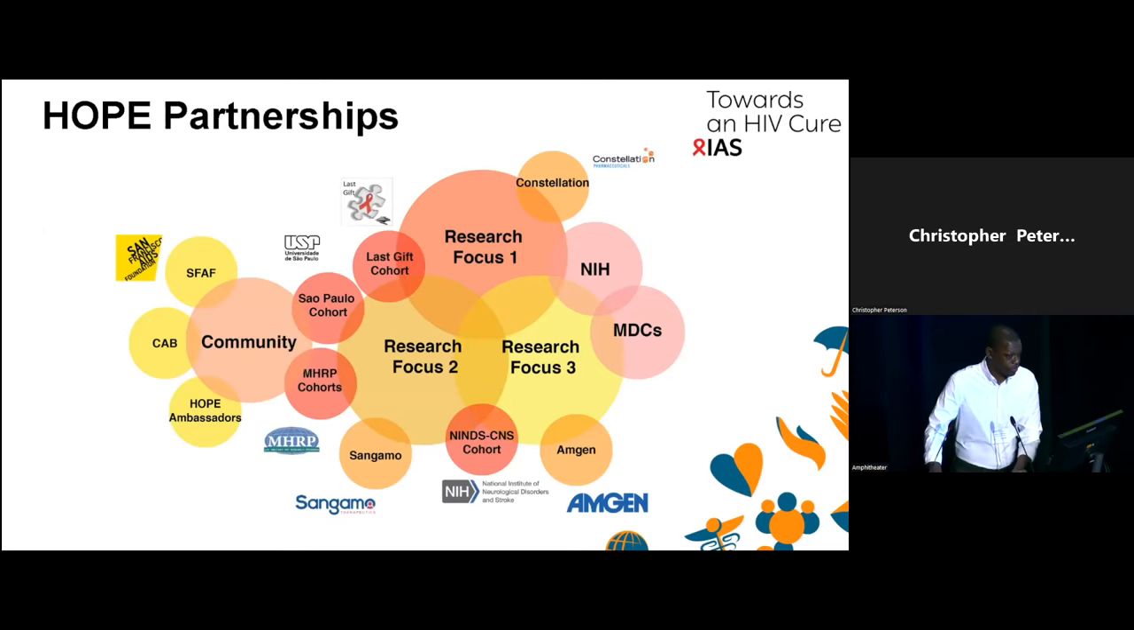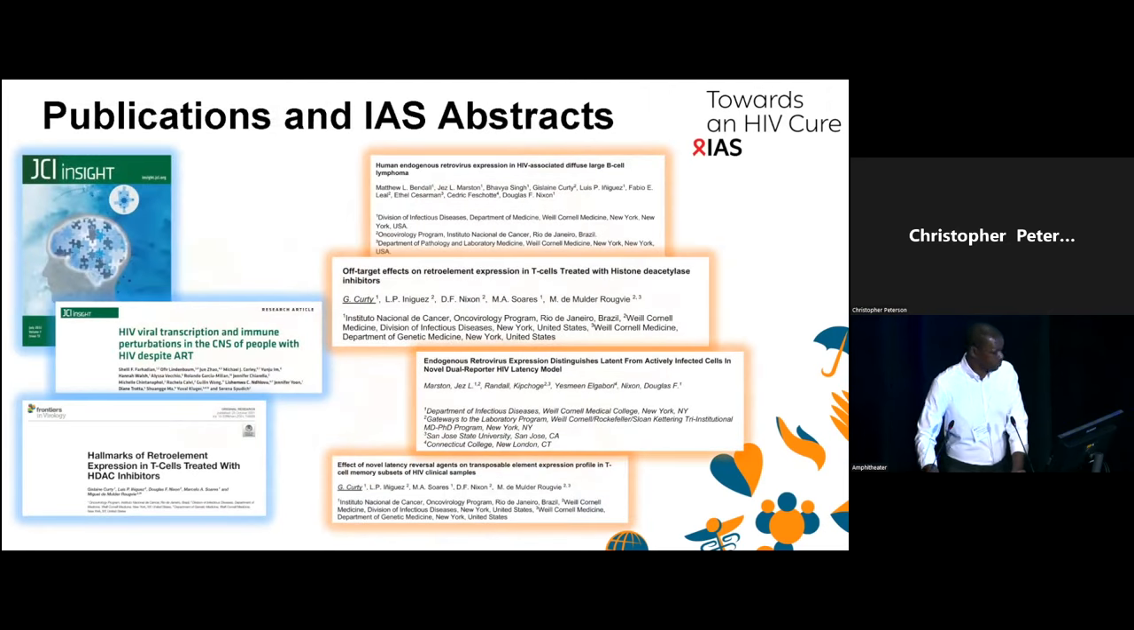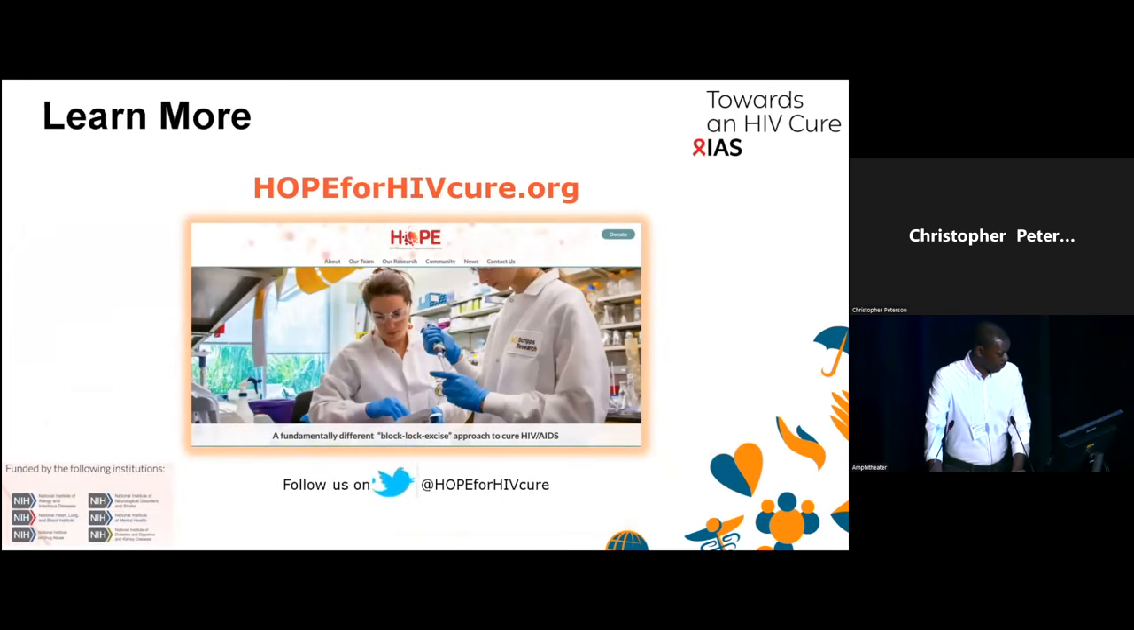For each of our different research foci, we have three individual pharmaceutical partners, Amgen, Sangamo, but also we have one more company as part of the research foci to support the activities constellation up on the top as well. And as you can see, we have interacted with many members here, and we've been interacting with some of the other collaboratories as well. So we're relatively new, and we've had a couple of publications and abstracts that have been accepted already. And you can learn more about our program on our website, but also on our Twitter account.